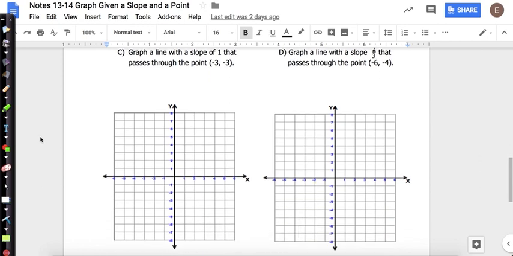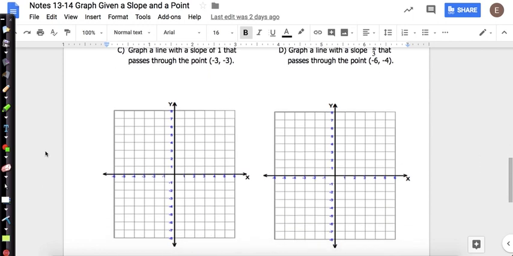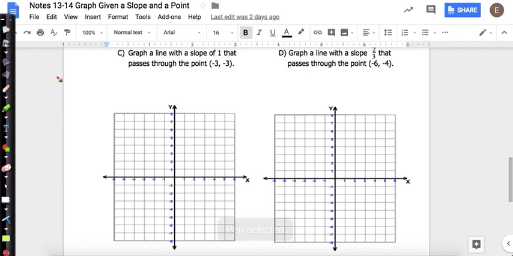And it says graph a line with a slope of 1 that passes through the point -3, -3. So underline slope of 1 and underline point -3, -3. So find the point -3, -3, it is right here.